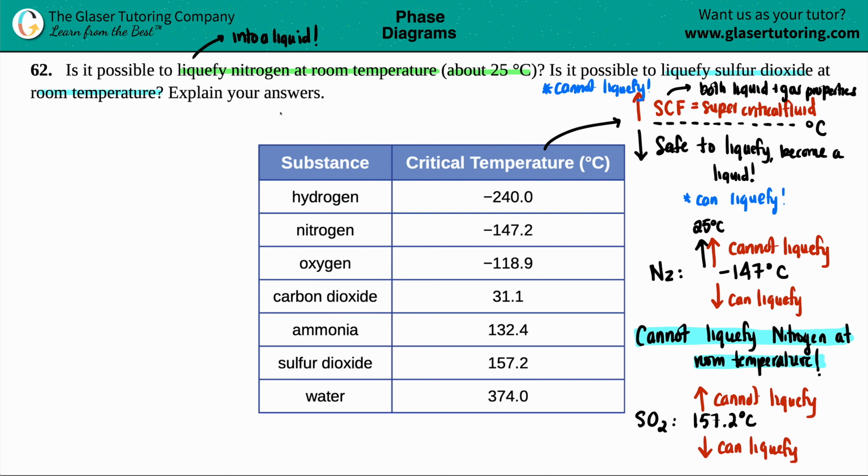The temperature in question is room temperature again, which is about 25 degrees Celsius. So on this chart now, would 25 degrees Celsius be above 157.2 or would it be below 157.2? Yeah, it would be below. And since in this case it's below, you can liquefy sulfur dioxide at room temperature, which means that it can become a pure liquid.